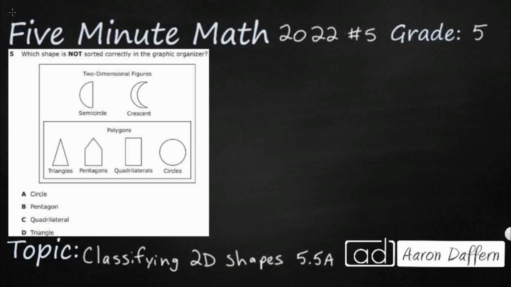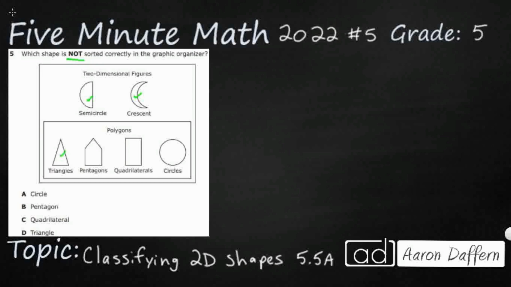So we've got some shapes here. We need to find the one that is not sorted correctly. All right, so we're just looking at the shapes and the labels that we have here. And, okay, semicircle, so that's a half circle. That looks good right there. Crescent, like a crescent moon. We might not use that shape name often, but yeah, that's a good name for it.